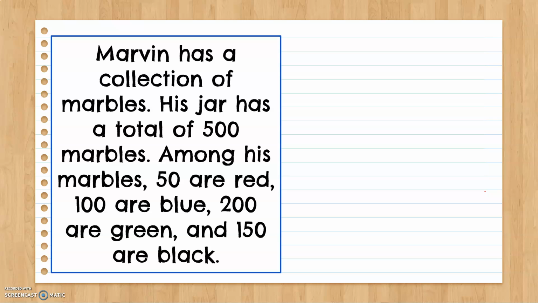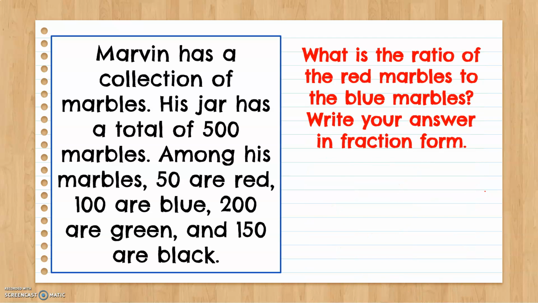Now let's do the following examples. Marvin has a collection of marbles. His jar has a total of 500 marbles. Among his marbles, 50 are red, 100 are blue, 200 are green, and 150 are black. Now if you will be asked to write the ratio of the red marbles to the blue marbles in fraction form, we will have, let's check, red marbles was mentioned first before the blue marbles. So let's find the number of red marbles and the number of blue marbles. So we have here 50 are red and 100 are blue. So in fraction form, we will have 50/100. But remember that we should always simplify our answer. So instead of 50/100, we will have 1/2.